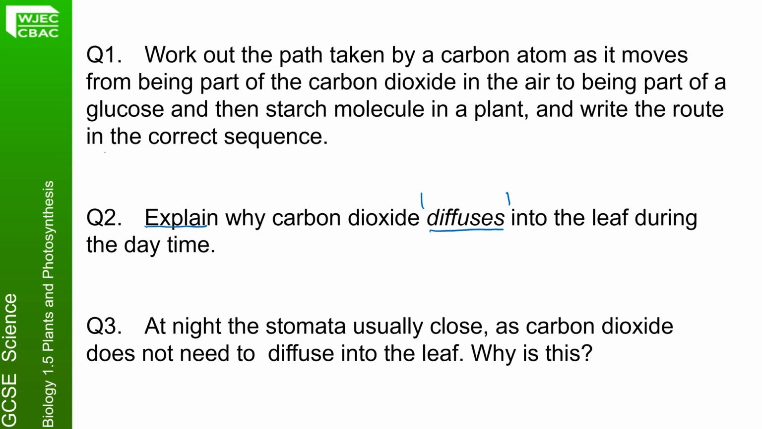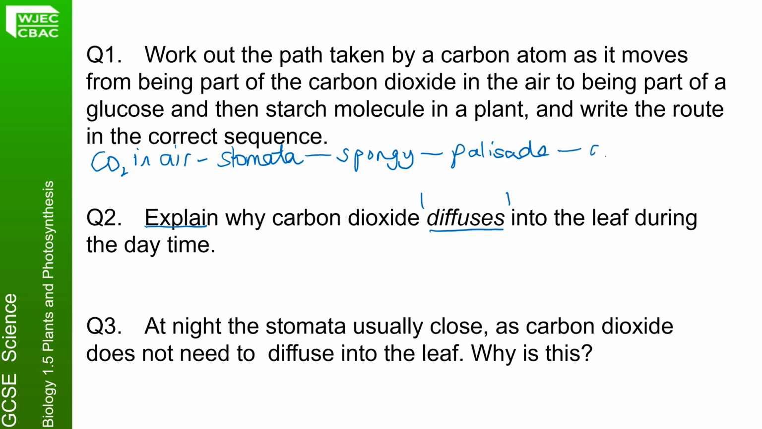So for question 1, if the carbon dioxide is in the air, it's going to travel through the stomata by diffusion from high concentration to low concentration into, okay, the spongy mesophyll part of the cells, where it's going to travel into the palisade cells to be used in the process of photosynthesis to make glucose, which is then going to get stored as starch.